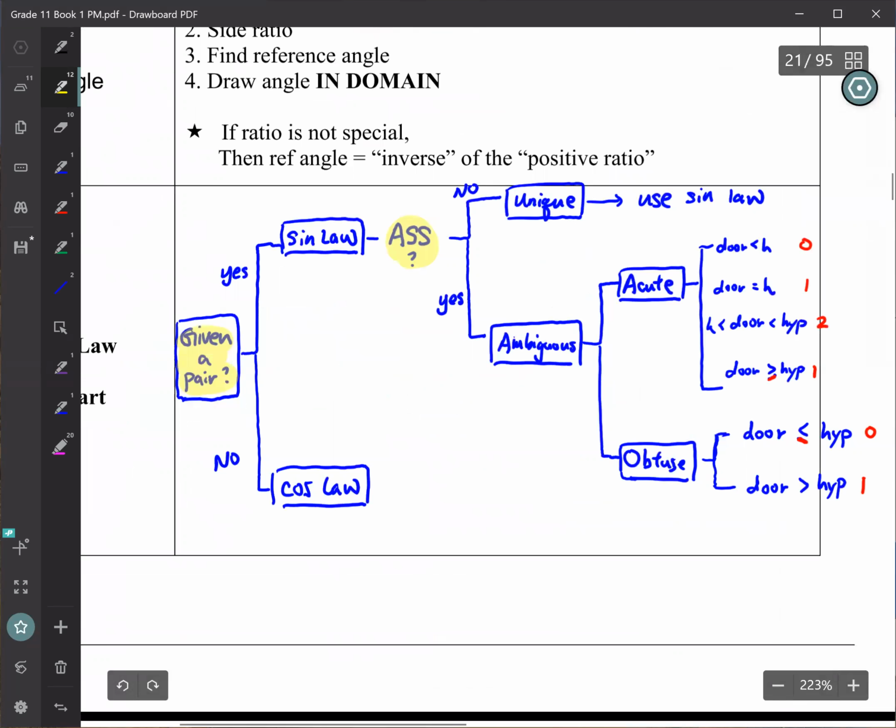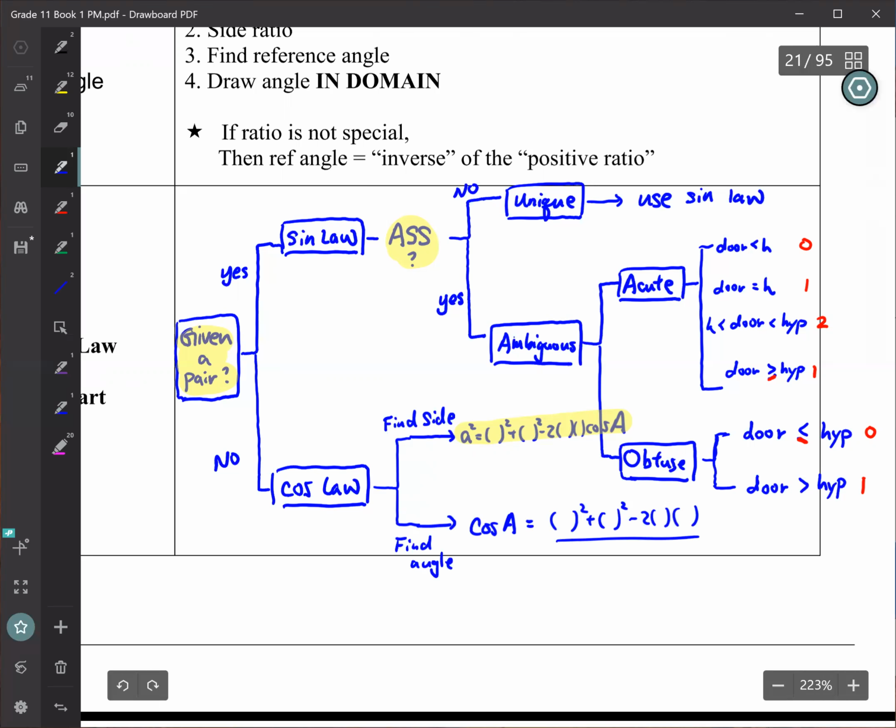So if you are not given a pair, you go to cosine law, right? And then once you get to cosine law, you are finding either side or angle. Okay, if it's finding side, then you use this formula. Okay, I hope it's not too messy. Okay, that formula. If it's finding angle, then it will be cosine A, the angle that you want to find. Sorry, that's a mistake.